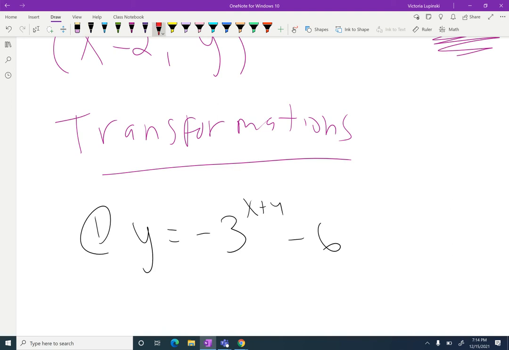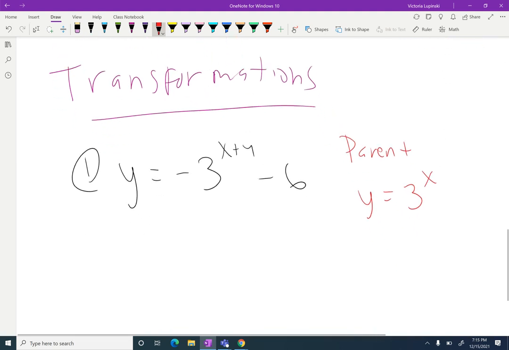If this was the equation that I was giving you, the next thing you'd probably want to do is identify the parent function. So the parent function would just be 3 to the x. So if the parent function is 3 to the x, that means that each of these changes, one in yellow, one in green, and one in pink, each of those has to do something. So you can start by writing them in words.